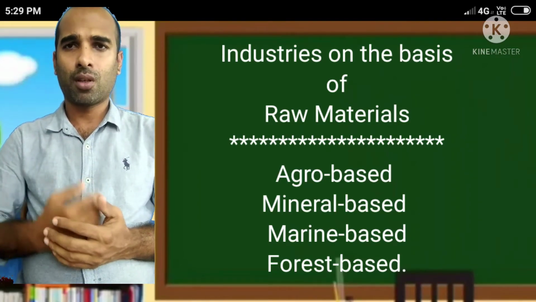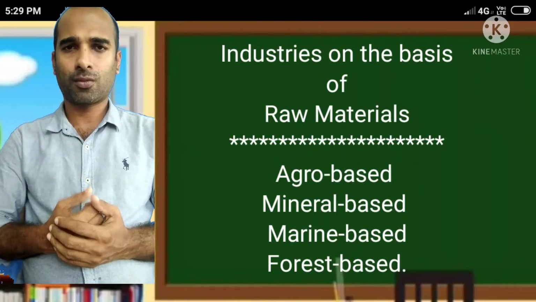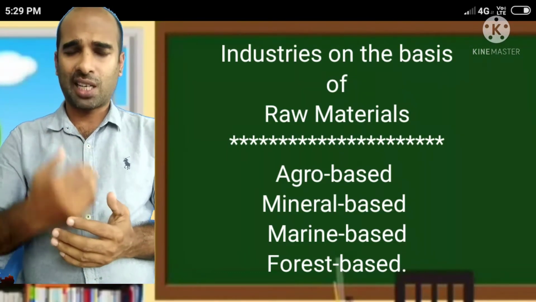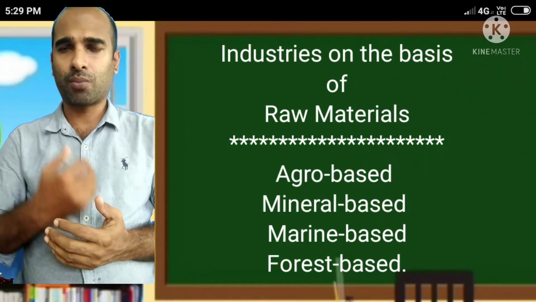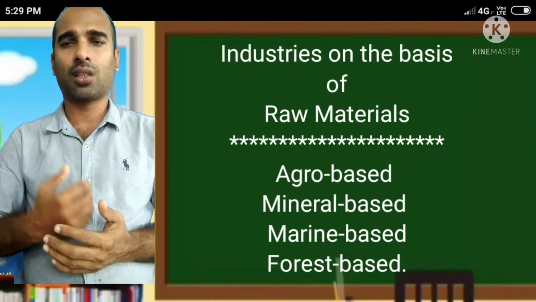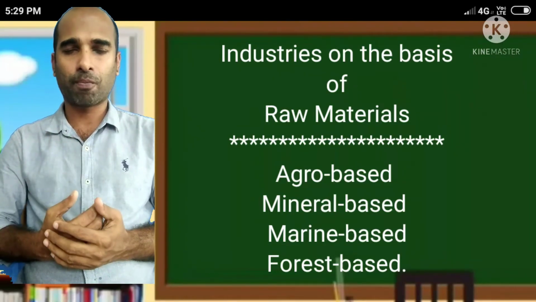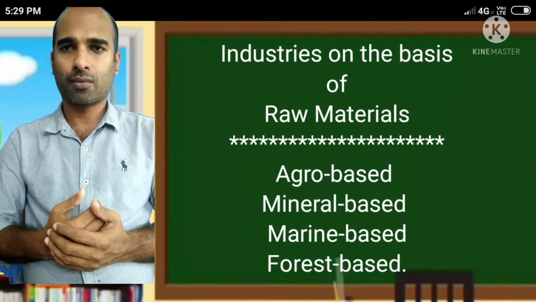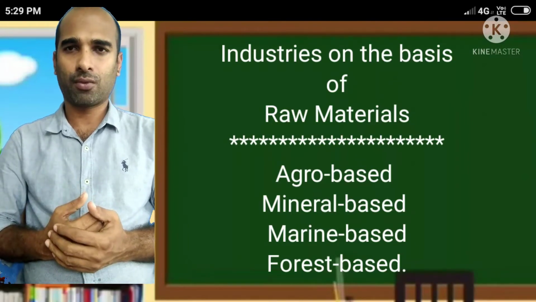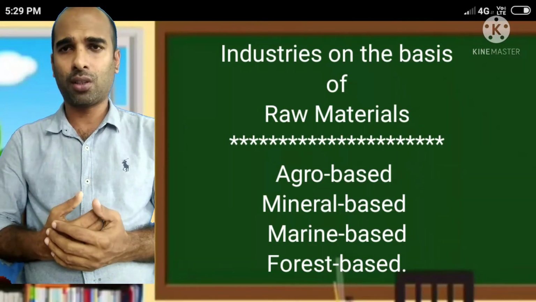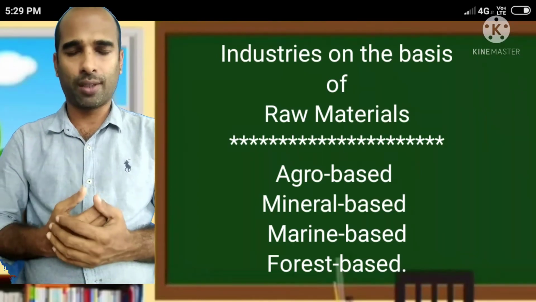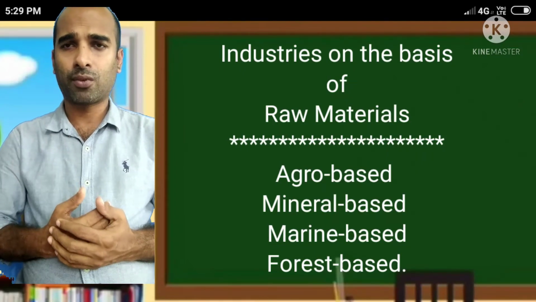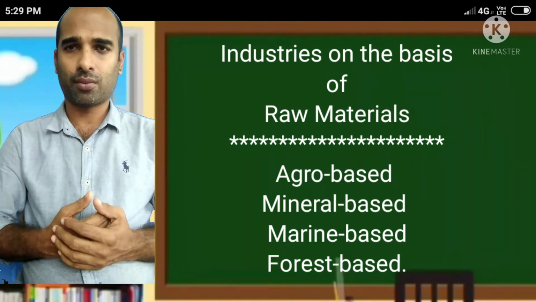Now, the marine-based industries. What is the marine-based industry? Marine-based industries use products from the sea and oceans as raw materials. Examples are seafood and manufacturing of fish oil. These are the examples of the outputs coming from the marine-based industry.